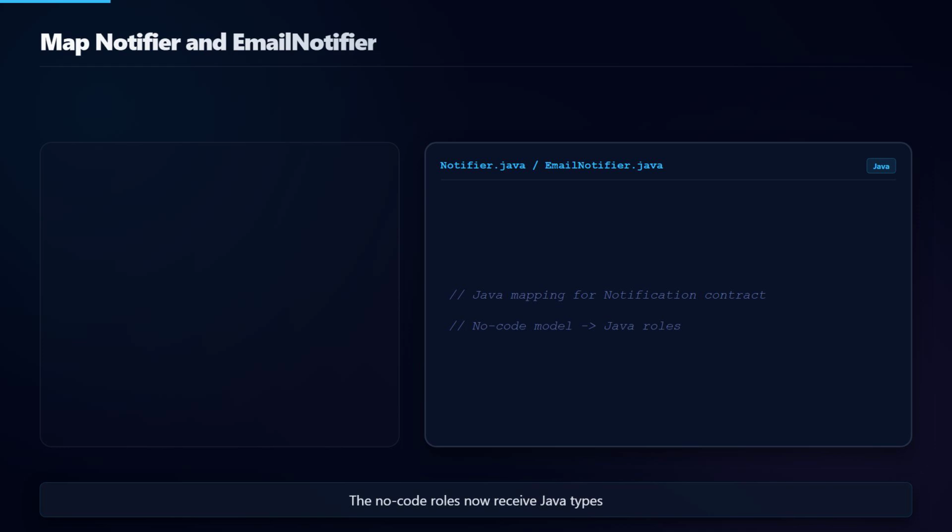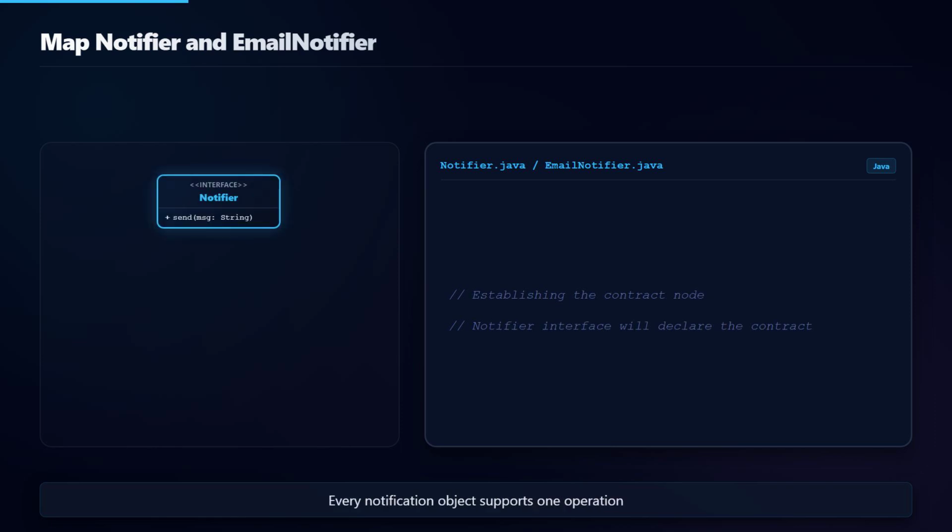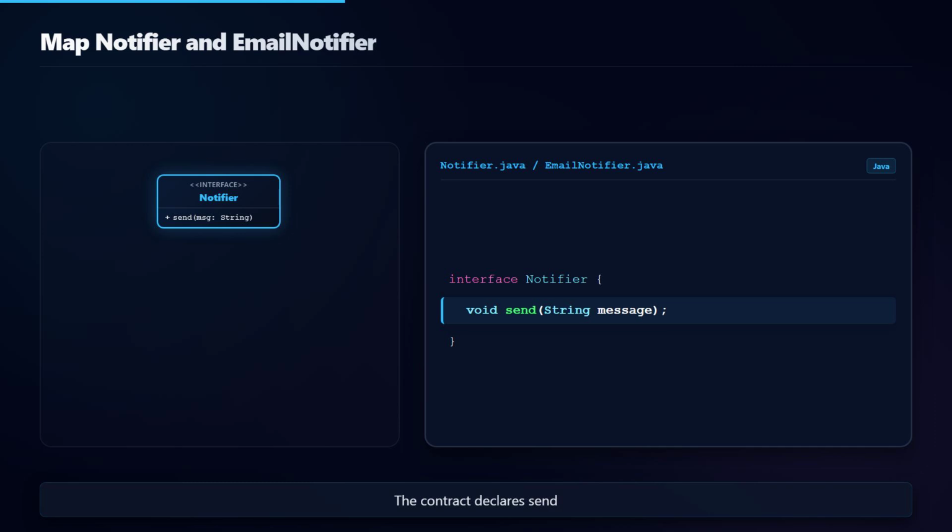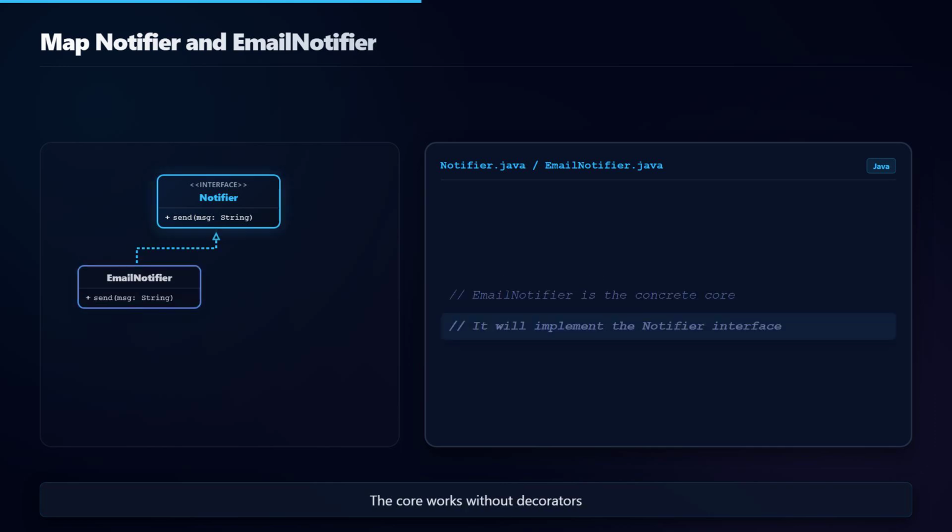Java now gives each role a precise type. Notifier is the shared contract. A core object or decorator can be used wherever a notifier is expected. The interface declares one send operation. That small contract makes every layer interchangeable.